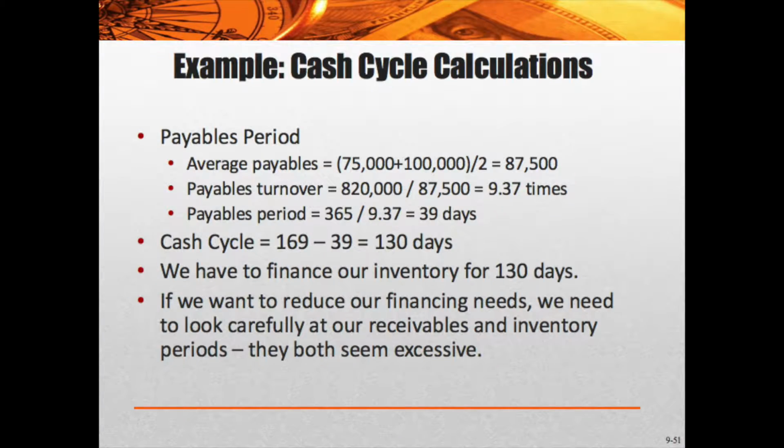If we go beyond that, we have a payables period of 75 plus 100 divided by 2 is 87.5. We have payables turnover, 820 divided by 87.5 is 9.37 times. The payables period, therefore, is 365 divided by 9.37 is 39 days. So we have a payable period of 39 days.